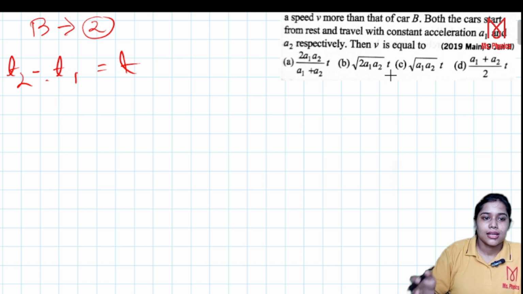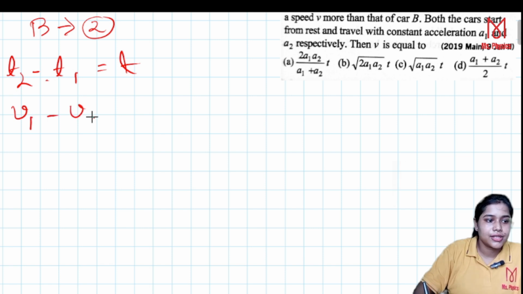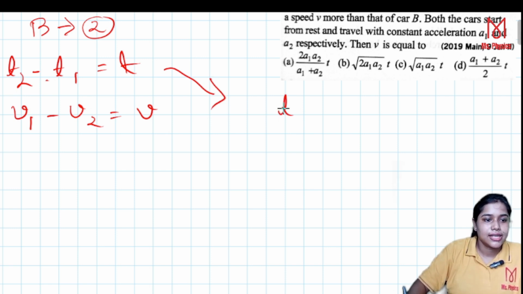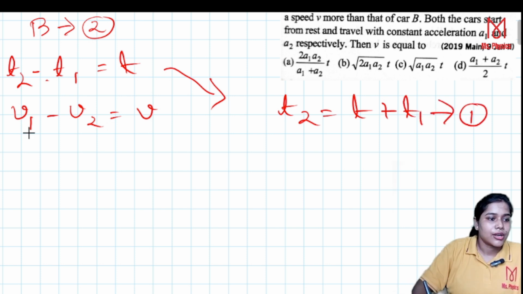That means the speed of car A is greater than car B. That means v1 minus v2 is equal to v. Now see, from this equation what you can get: t2 is equal to t plus t1. This is your equation number 1. Now v1 minus v2 is equal to v.